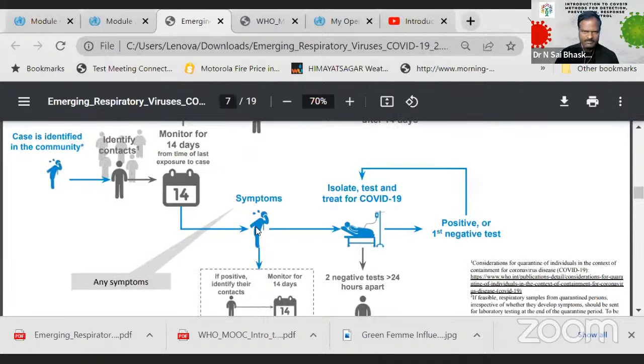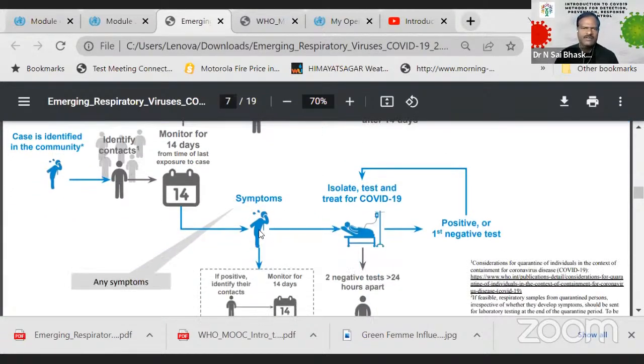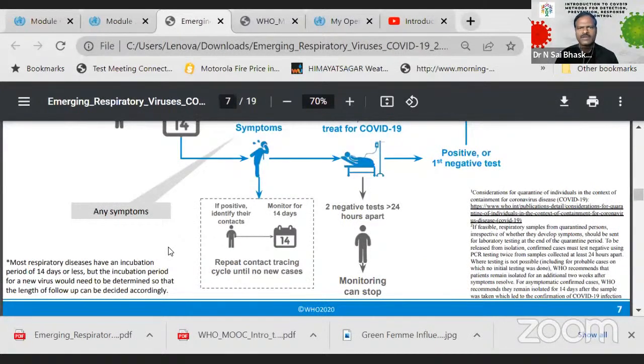This is a kind of flowchart on how to identify contacts. Every new person who made contact with the infected person within 14 days, we need to monitor whether symptoms will appear or not. If symptoms appear, then we have to take the test, isolate, and give medication until they get a negative test. That is the RT-PCR test. If positive, again we have to identify those persons who are in contact with this person with symptoms. So it goes like a chain reaction.